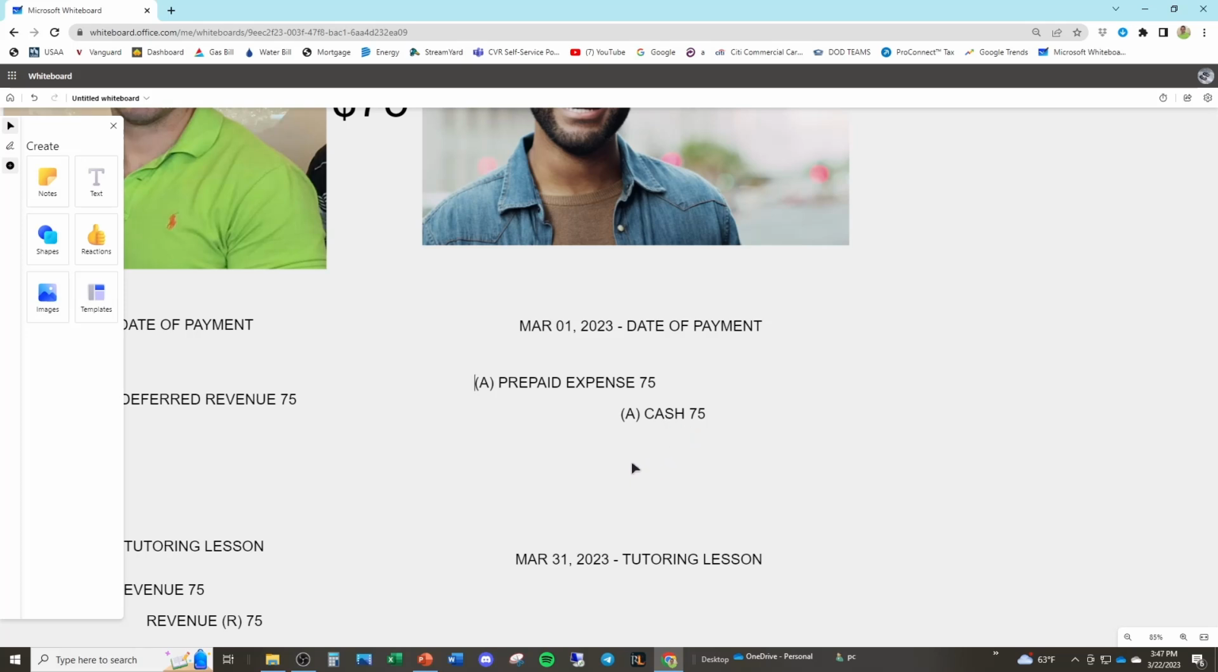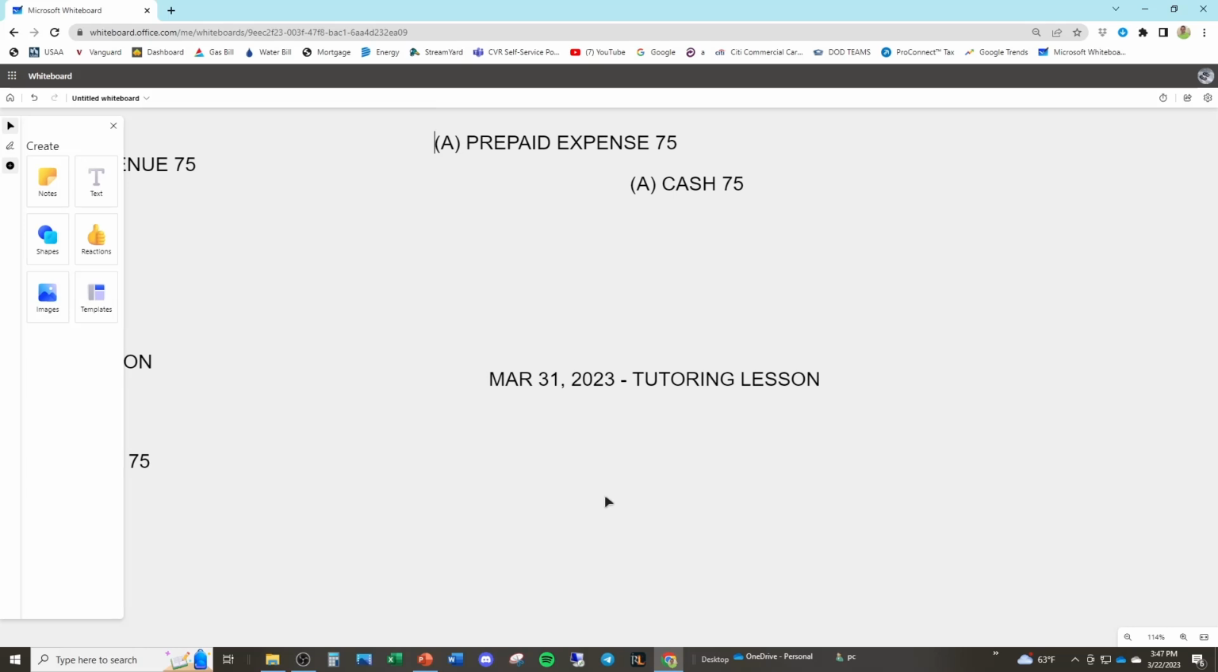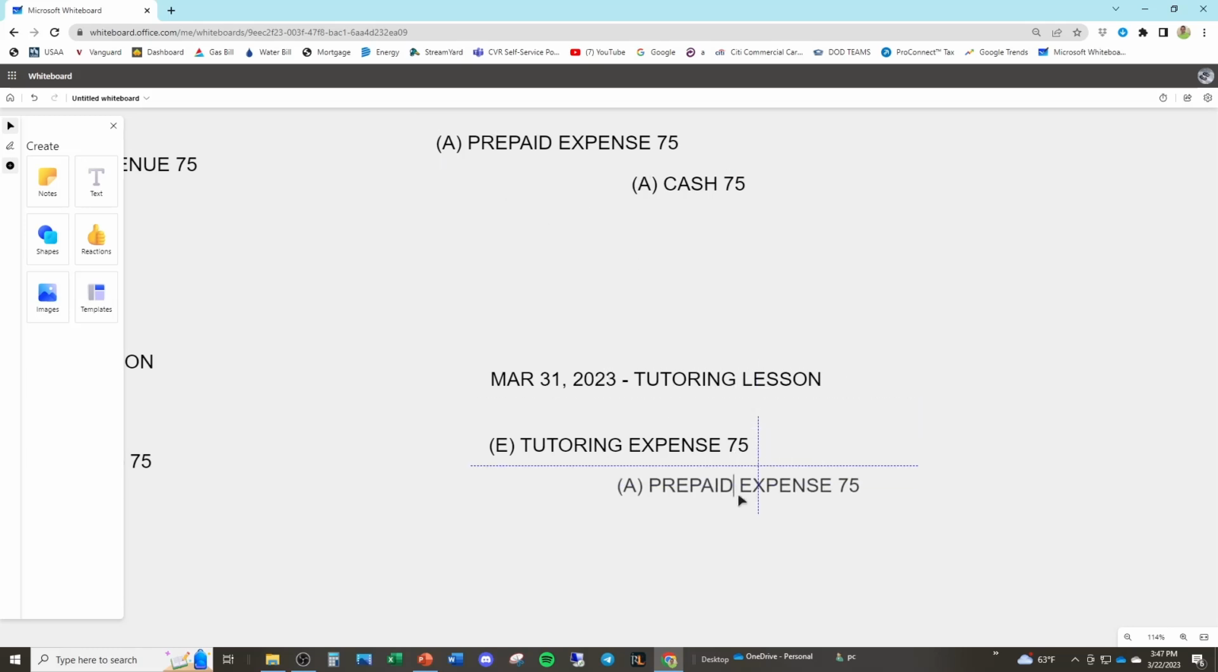Nothing has fundamentally happened. However, now the lesson takes place. What does the student record? Well, now the student has received the service. Chris has performed the tutoring session. The student has learned and mastered accounting in 1 hour. So now the student, the eager accounting student, has incurred an expense. So the student would debit expense, because we increase expenses with a debit. We'll call it tutoring expense, because why not, for $75. And what does he credit? Well, he already spent the cash, but what does he no longer have? He no longer has a prepaid expense. He's used it up. So we credit that.